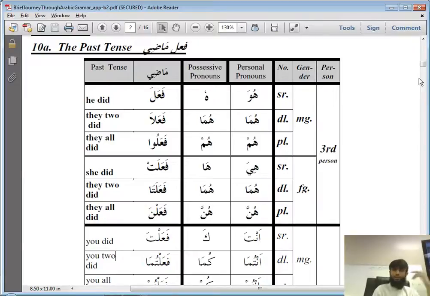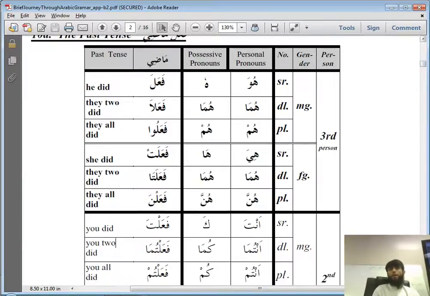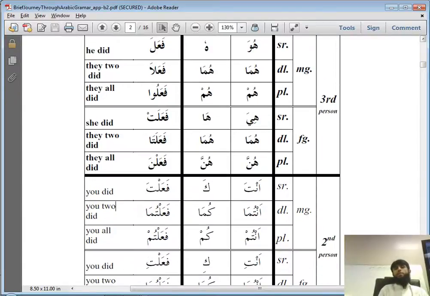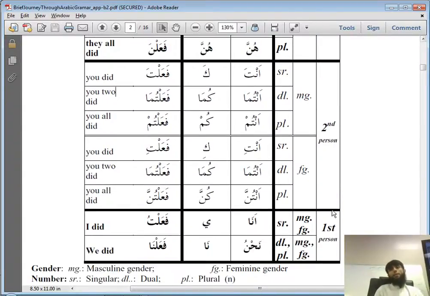So again, this is something that you can review. Don't have to force yourself to memorize it too much, because as you go along with the translation, you will start seeing it. Okay? And fa'alta is you did. Fa'alta is you did something. And fa'altuma is you two did. So an example of fa'alta is khalaqta, right? Meaning you created. Okay?